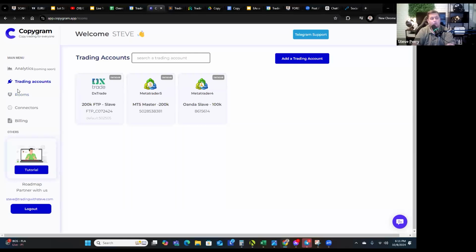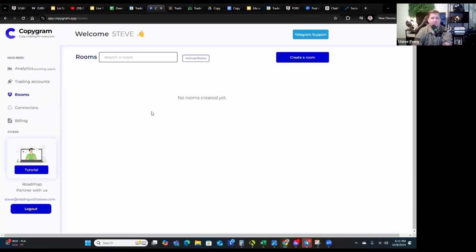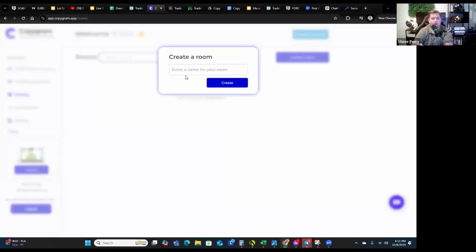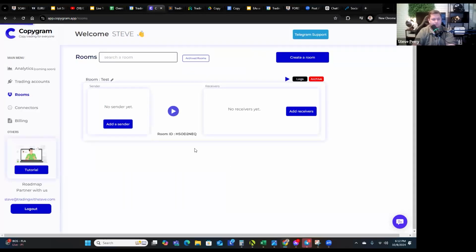Then you can go ahead and create a room, and the room is where you connect everything and configure all your settings, your risk management settings, and things like that. So you go ahead and create a room here. I'm just going to call this one test. Let's create a test room, and you have to create a sender account and a receiver account, as they label it. This is also known as a master account and a slave account. I think Social Trader Tools calls it master and slave account. These guys call it sender and receiver.